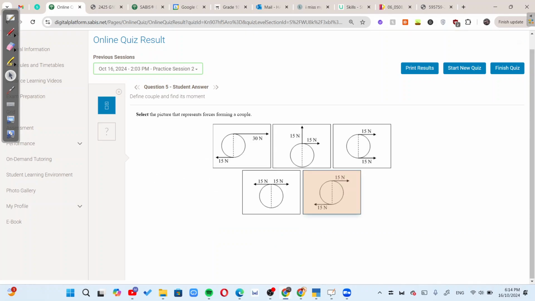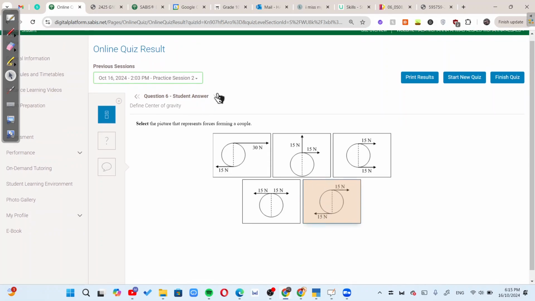Next question. Okay, so again, they're asking you which one's a couple. We said couples are equal in magnitude, so 30 and 15 not equal. We said that there has to be two parallel forces. This does not even have two forces. This one, we said they have to be in opposite directions. We said they have to be parallel and not on the same line. They cannot be the same line. So this one's wrong, and this one's the only one that makes sense and is right. So next question.